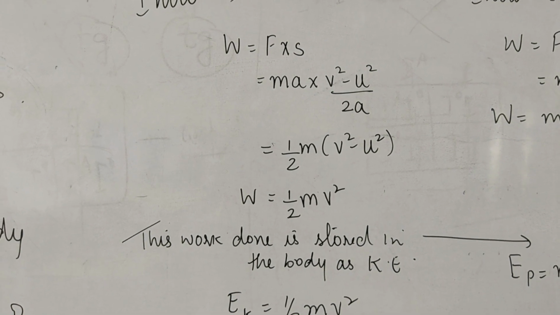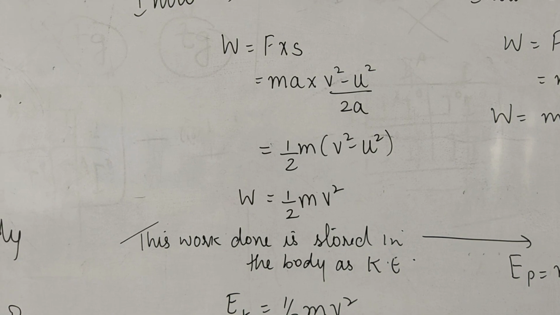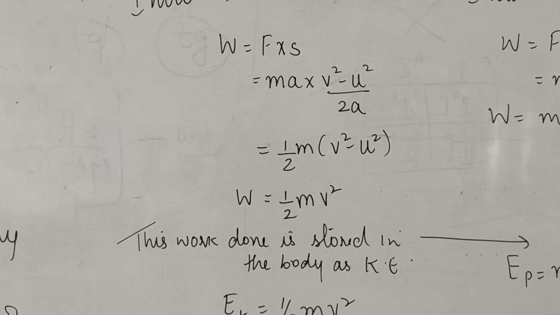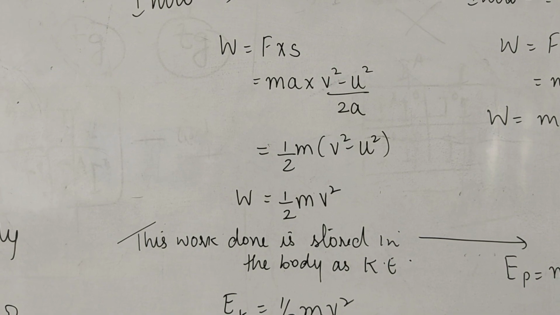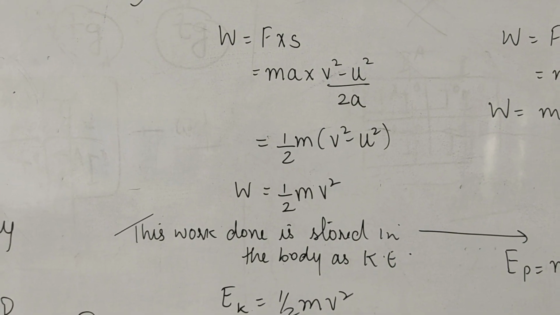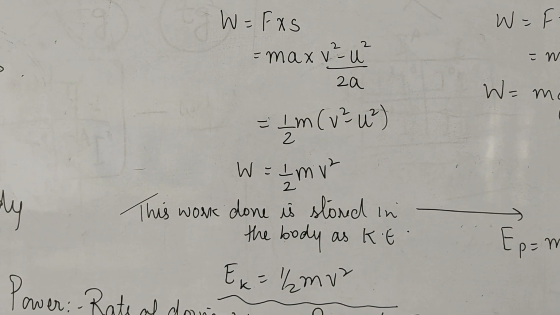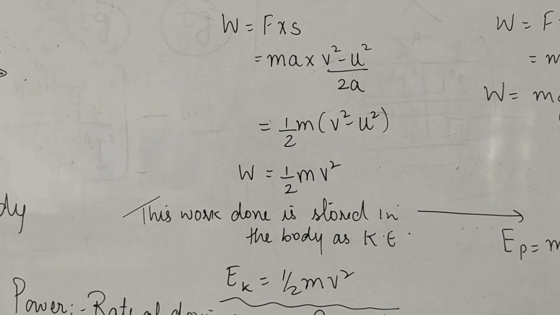We can write here, I have not written, but you need to write that if initially the body is at rest, u is 0. So putting u as 0, work done is half mv square. This work done is stored in the body as its kinetic energy. So kinetic energy Ek is half mv square.